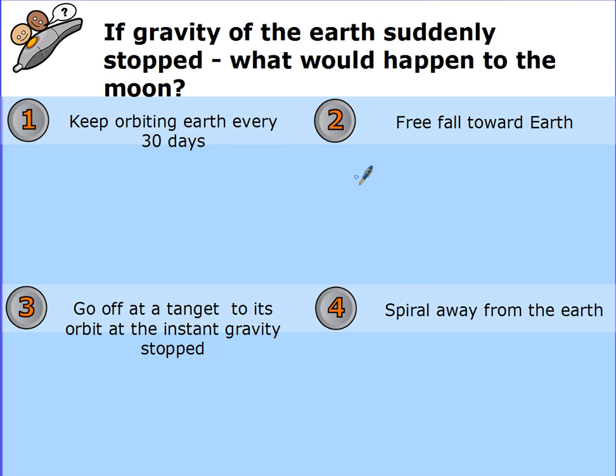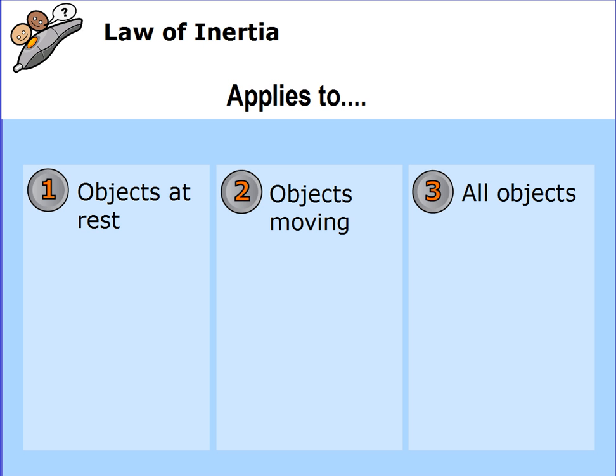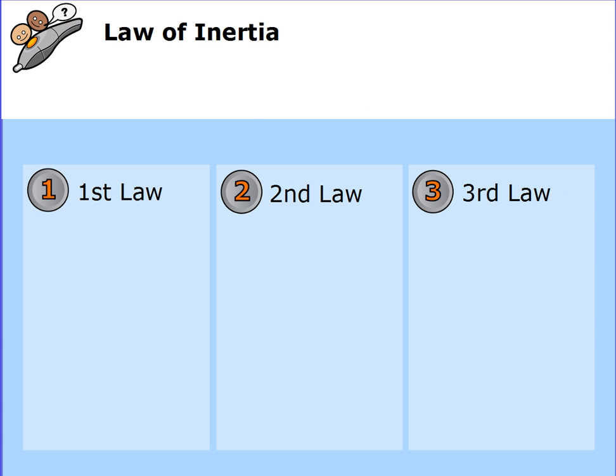If the gravity of the Earth suddenly stopped, what would happen to the moon? Here's the Earth, and here's the moon. Now the moon is held in orbit because of gravity. If something happened, the moon would shoot straight off the instant gravity stopped. The law of inertia applies to all objects, whether they're moving or at rest. The law of inertia, you remember, is the first law.